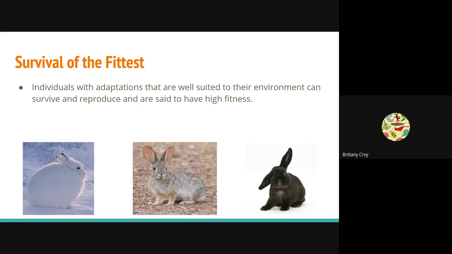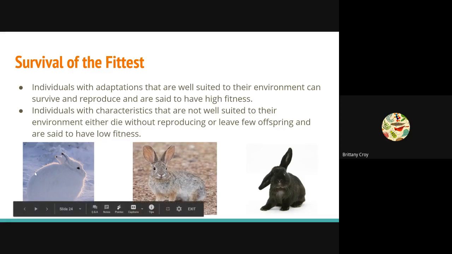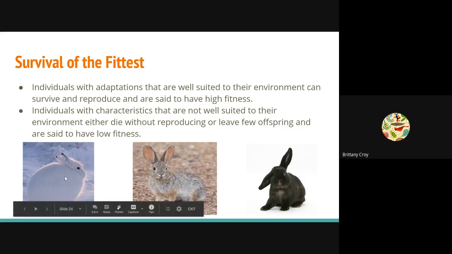Organisms with adaptations that are well suited to their environments survive and have high fitness. Individuals with characteristics that are not well suited are going to die without reproducing and have lower fitness. So here we have three different rabbits that all look very different, but they're better suited to their environment. Let's take the Arctic hare, for example. Do you think there are any gray or darker Arctic hares? Yes, but they're going to stand out against the snowy background and they're going to get eaten and have a lower fitness, which is going to leave our white fluffy ones behind.